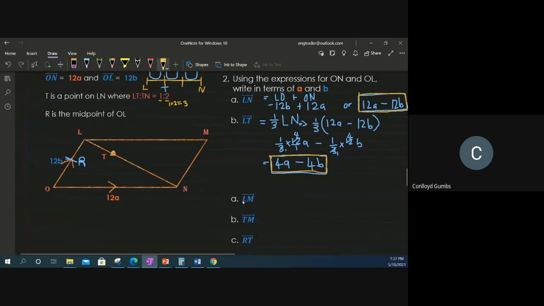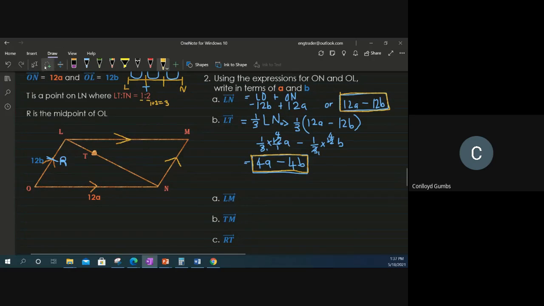Now the next part says LM. So LM is easier now because it's only one thing we're trying to get. From L to M, remember this here is a parallelogram. If this is a parallelogram, that means O to N would be the same as L to M, as well as OL has to be the same as N to M. So I could simply say that LM in this case would be equal to 12A. And I could write here 12A.